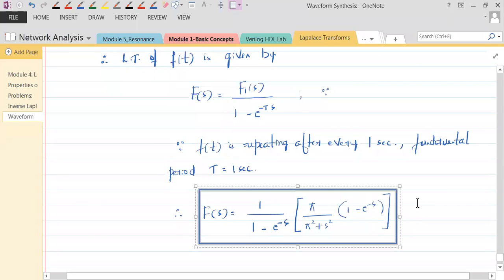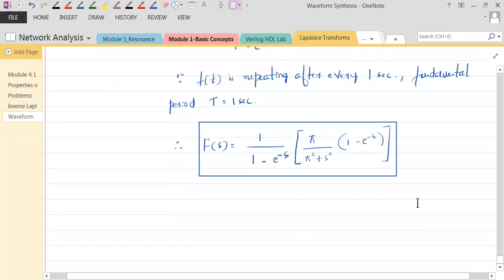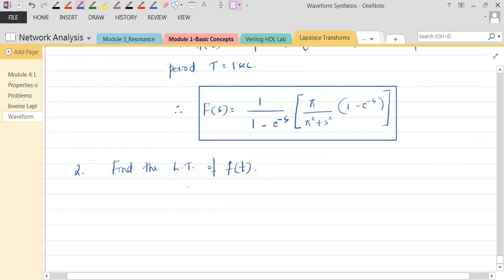Let's take another problem. Everybody just copy this. Problem number 2 in periodic signals. Find the Laplace transform of f of t. F of t is given here. Everybody copy this. It's given as this.